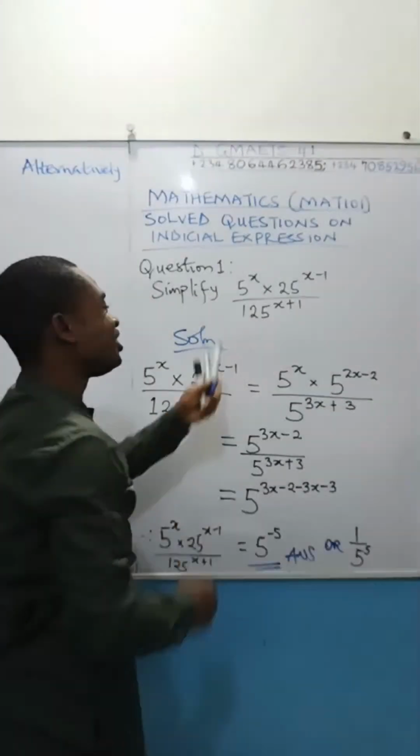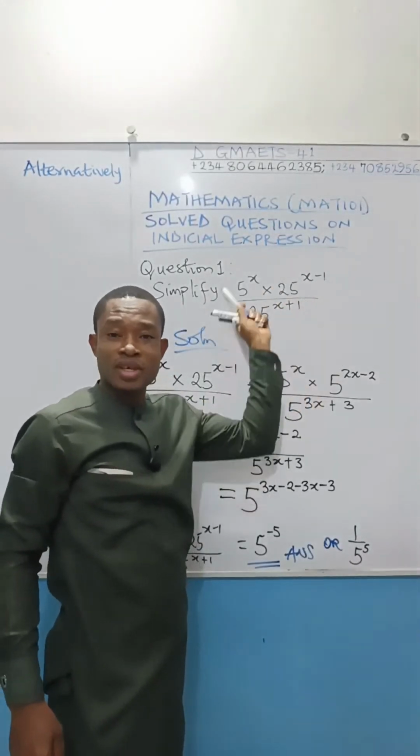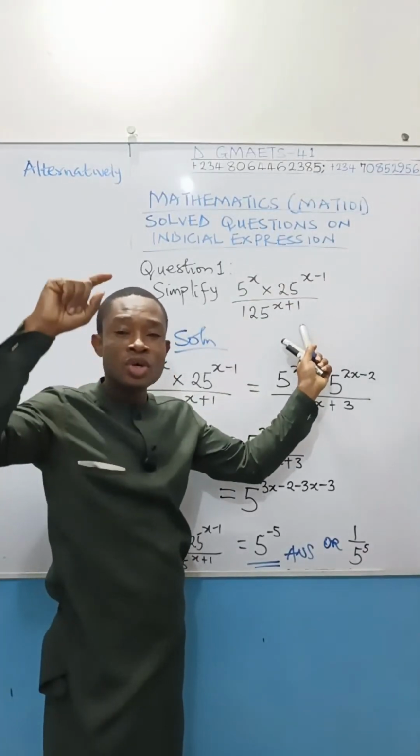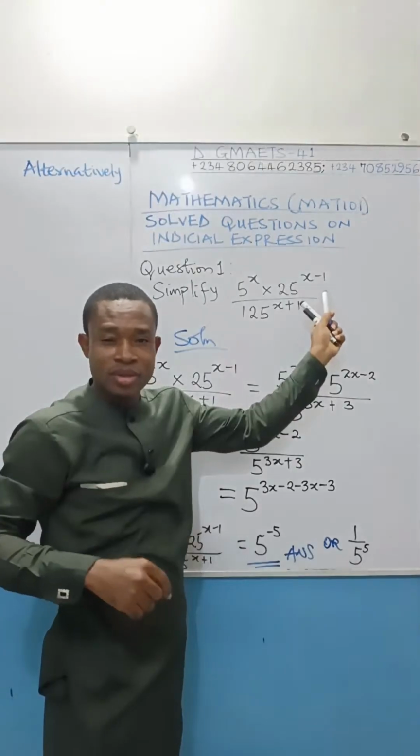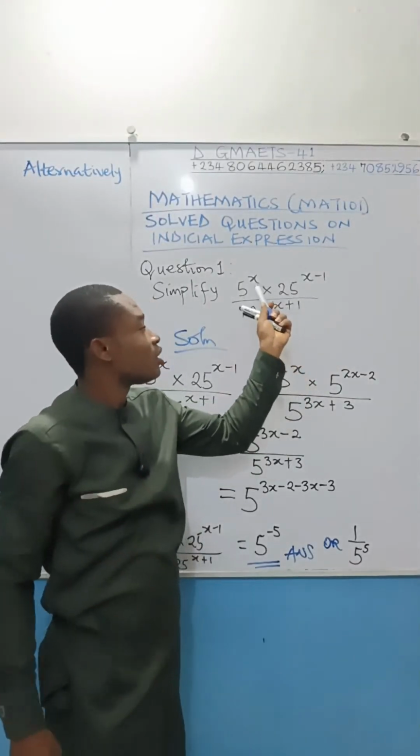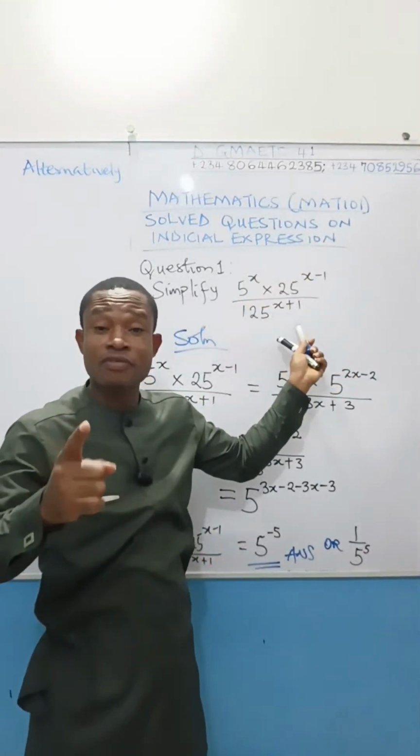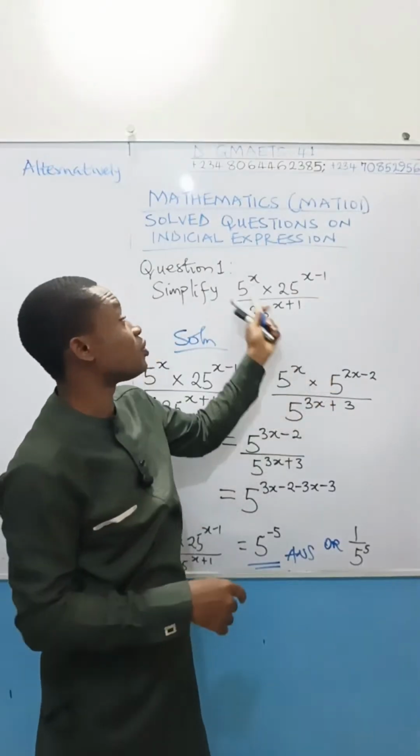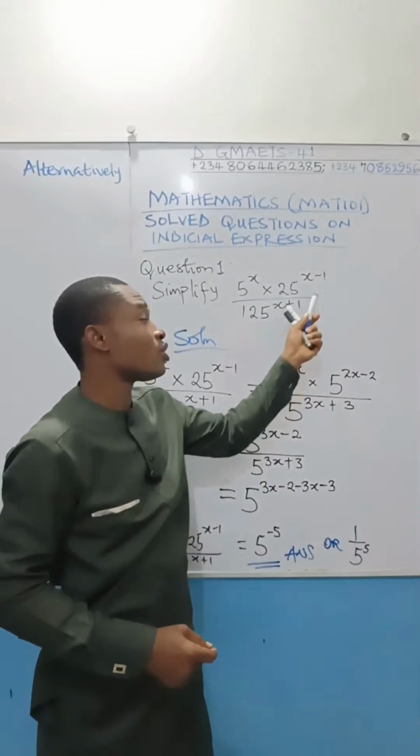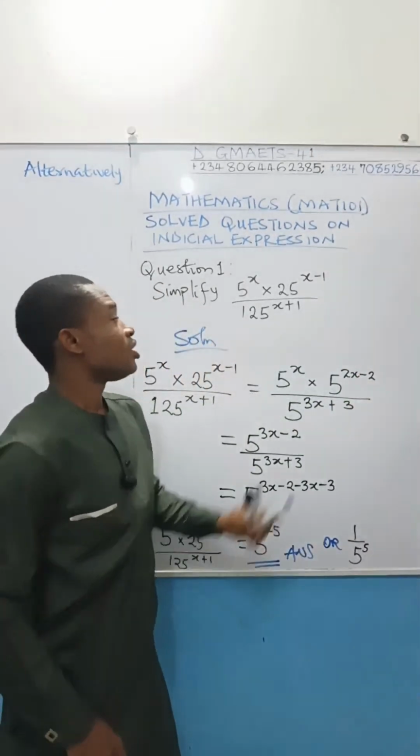Whenever you see an indicial expression like this, where you have an unknown alphabet as power, when an alphabet exists as power, it is an indicial expression, not an equation. It's important for you as a student to know the difference between an expression and an equation. In an equation, you have equal to. In an expression, there is no equal to. So this is an expression.